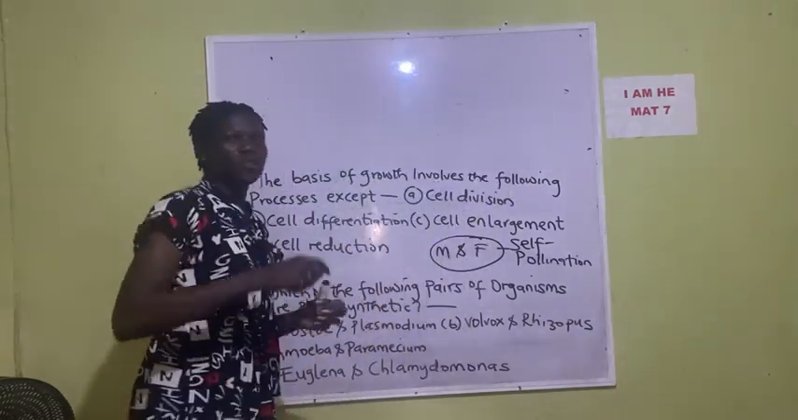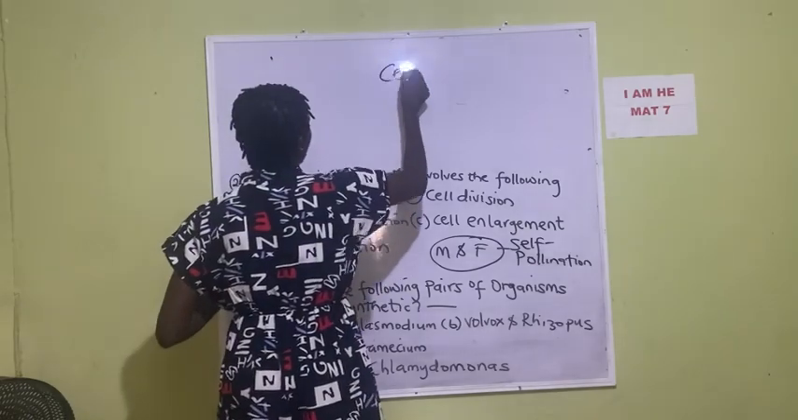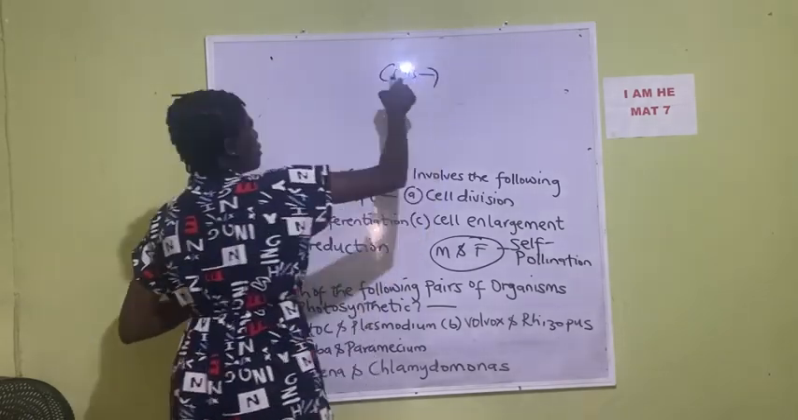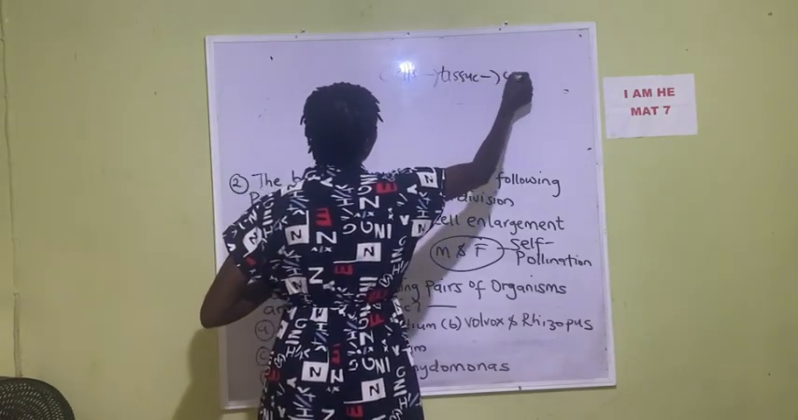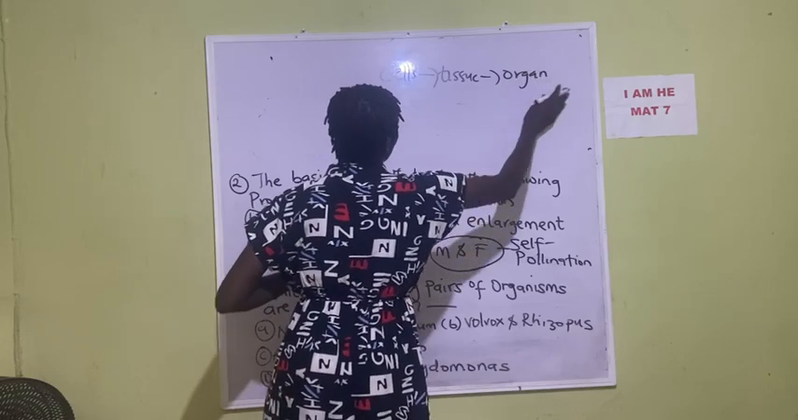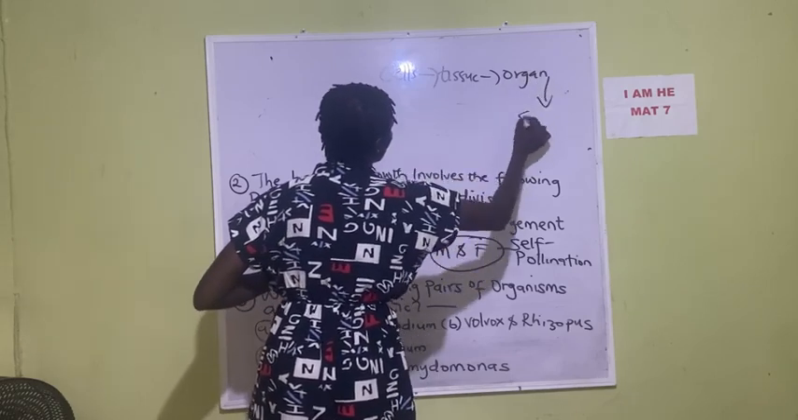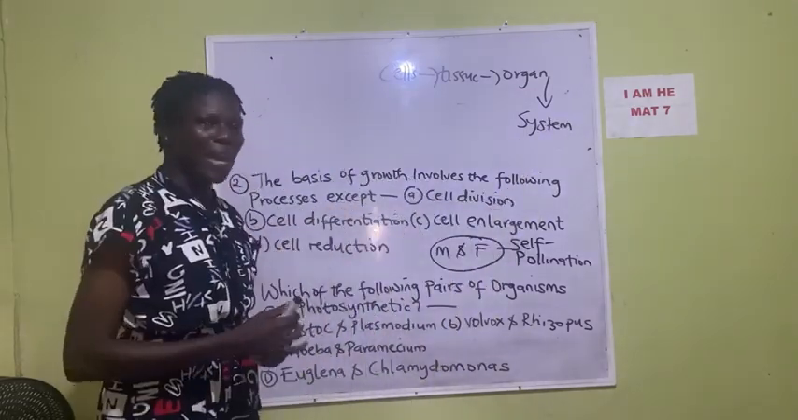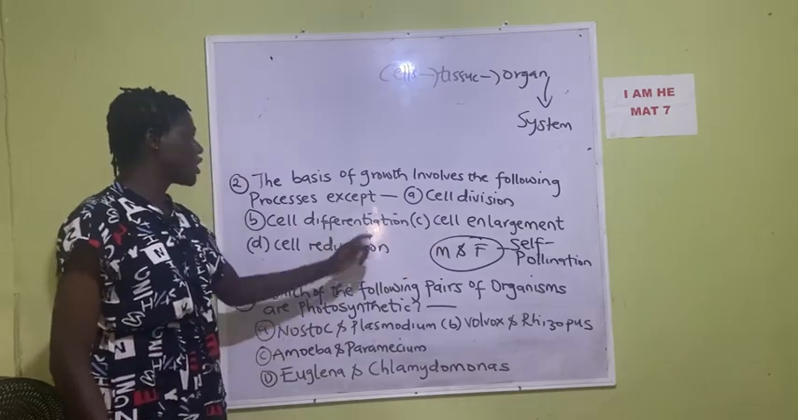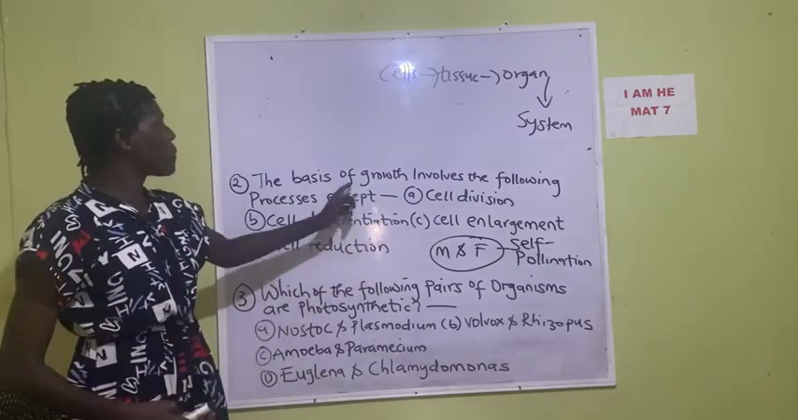Okay, so we have levels of organization whereby the cell moves towards forming what we call the tissue. From tissue we have the organ, and from the organ we have the system. So at this point, the cell is multiplying. This cell differentiation supports the basis of growth.